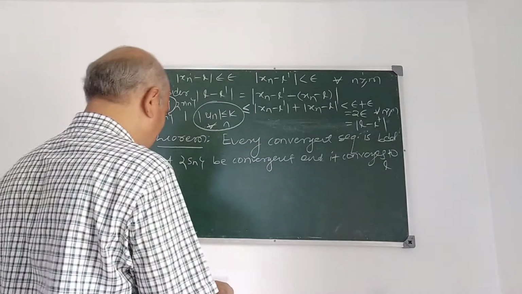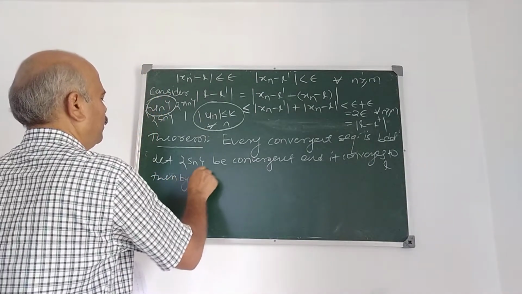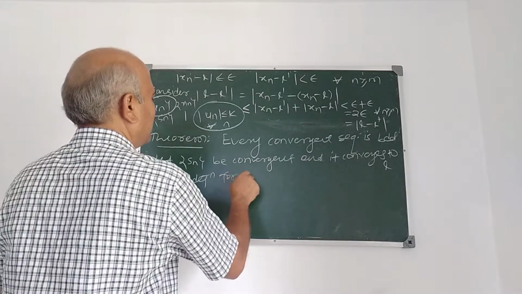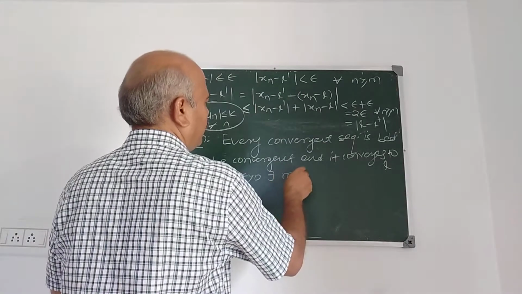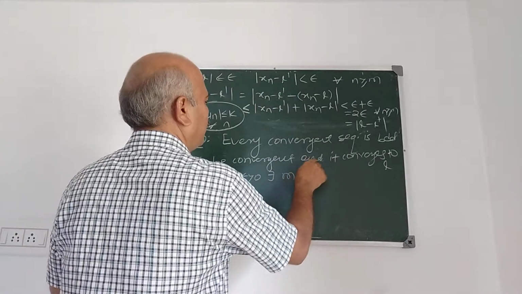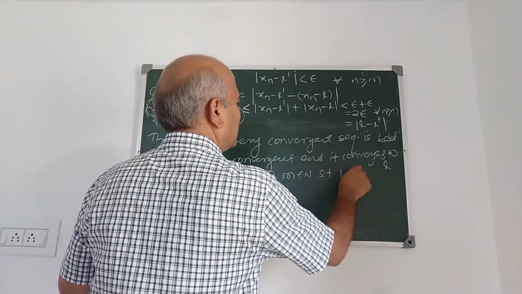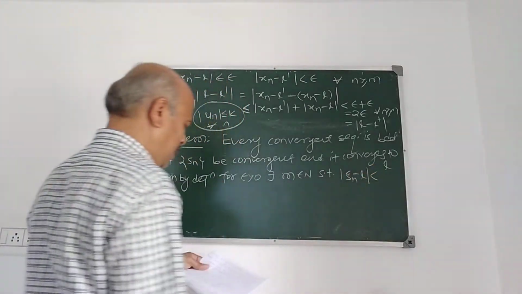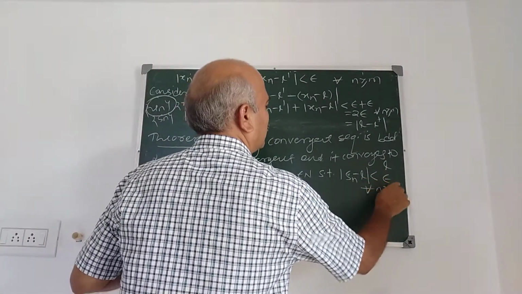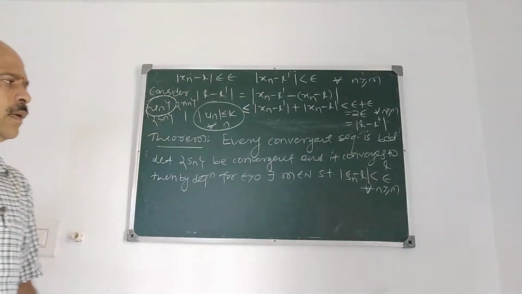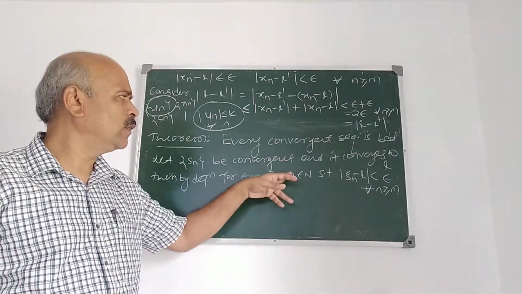Then what happens by definition? For epsilon greater than 0, there exists M belongs to N such that mod Sn minus L is less than epsilon for all n greater than or equal to M. This step is quite straightforward. I think there is no difficulty in understanding this one.